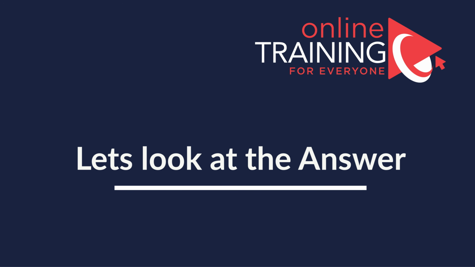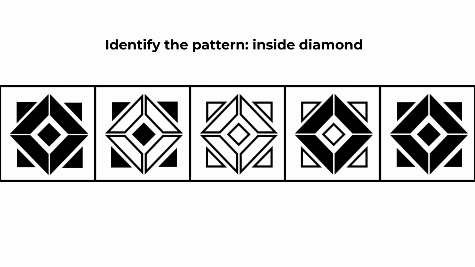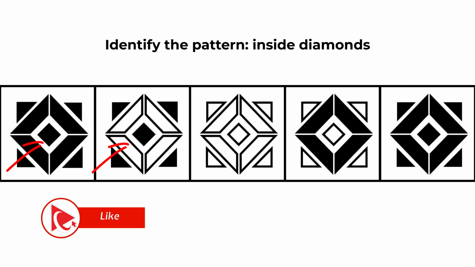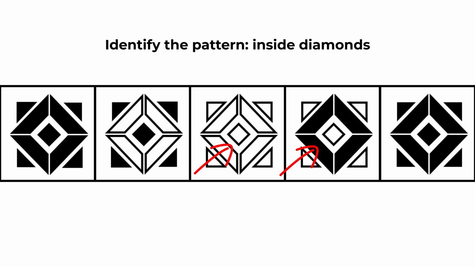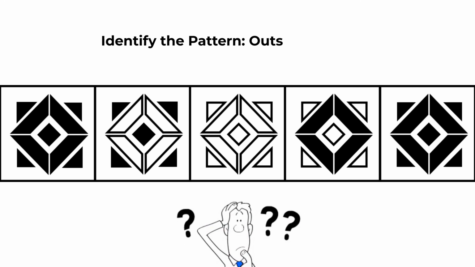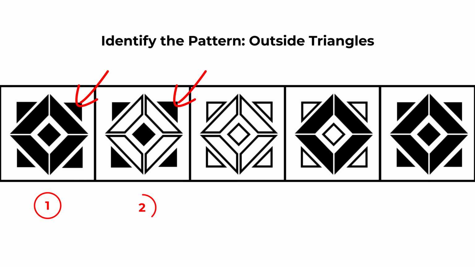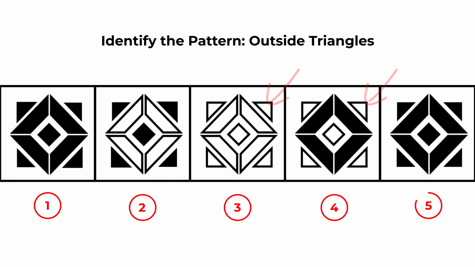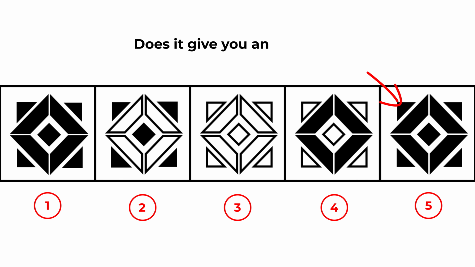Let me first explain the different shapes we see in the picture. Let's start with the inside diamond. You see that the inside small diamond changes colors. We have 2 black inside diamonds, then 2 white inside diamonds, and then the inside diamond in shape 5 is also black. Do you see the pattern? Now, there is also a pattern of outside triangles. You see that the outside triangles in shapes 1 and 2 are black, in shapes 3 and 4 are white, and in shape 5 are black. Does it ring a bell? Doesn't it give you a pattern?